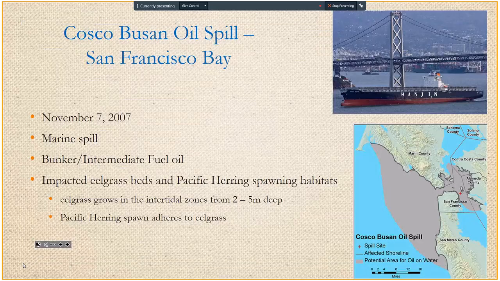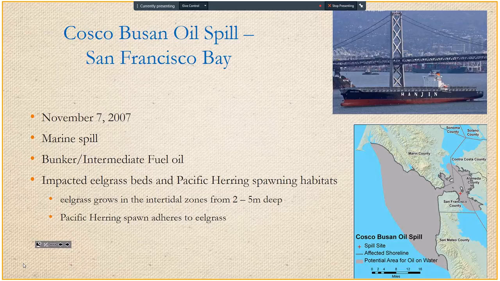So to begin, I just want to touch on Cosco Busan. Basically, this is close to us here. We have this tanker, this vessel, that got a nice little slice in its side and released intermediate fuel oil. And you'll see that most of the cases today are based on this heavy fuel oil. What I want to focus on for this film in particular is that the eelgrass beds in the Bay Area were highly impacted. Now, it doesn't sound like anything too dramatic.